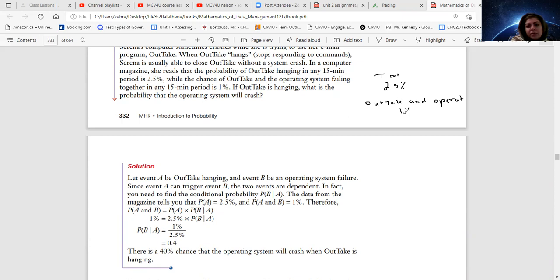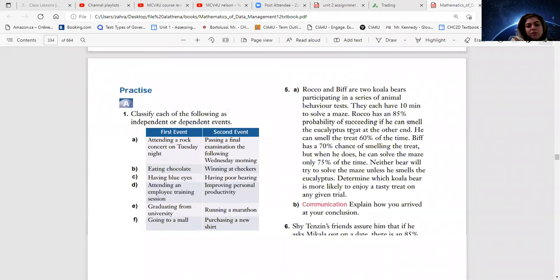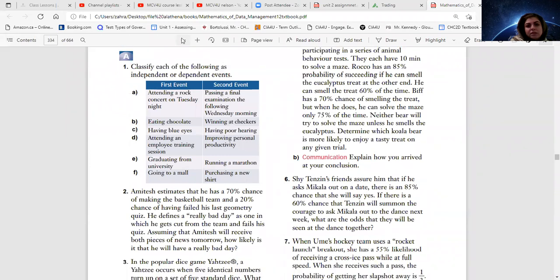Outlook and the operating system failing together is 1%. So 1% here, 2.5% here. We just rearrange it for the probability of B when A happens. You do that, 1 divided by 2.5 is 0.4, or a 40% chance. Again, do the even questions and send your answers to the teacher.